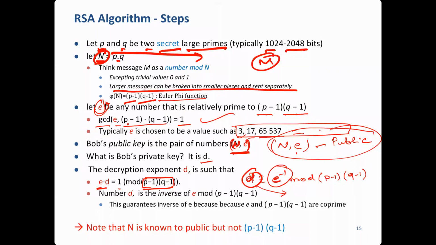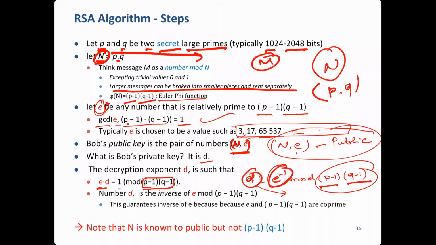Just think about it. What did we say? N is known to everyone, but P and Q are not known to everyone, right? So P minus 1 and Q minus 1 are not known to everyone, excepting Bob. So if this is not known, then E inverse cannot be calculated, because this E inverse is in relationship with P minus 1, Q minus 1, because E and (P minus 1, Q minus 1) are coprime.